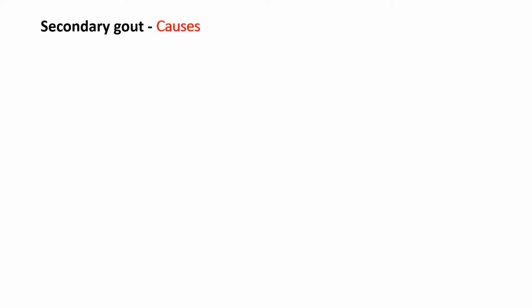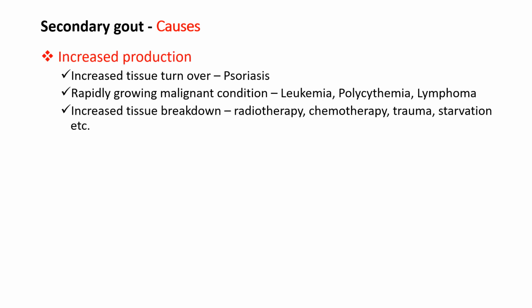Now we will see the biochemical basis for secondary gout. Secondary gout can be due to increased uric acid production or due to decreased excretion. But if you see primary gout, it is mainly because of more production of uric acid. Coming to the causes of secondary gout.